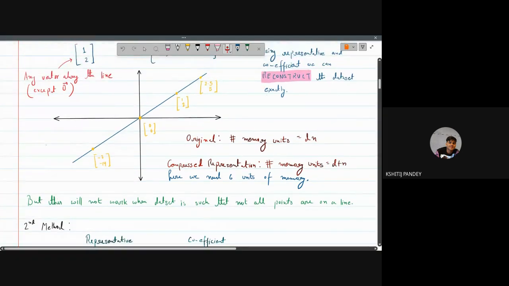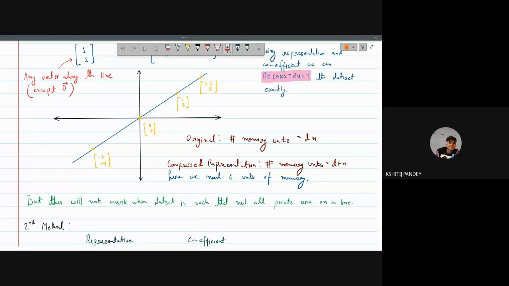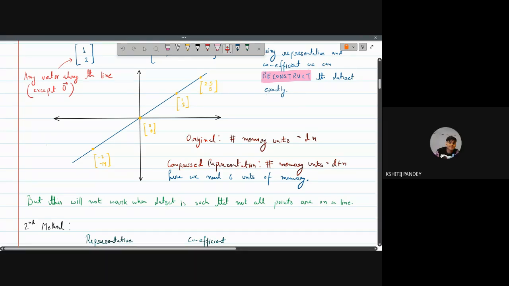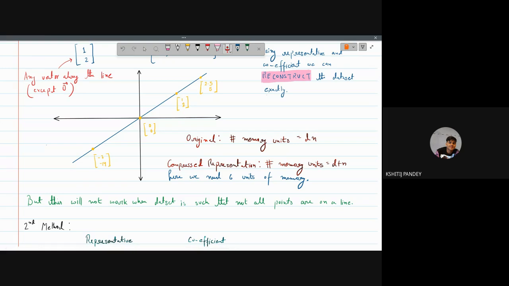So is this clear? Okay. So what's the problem with this method? The problem is that the real world data is not this simple. In almost all the cases, the data will not be this simple. It will not be in a straight line. So what can we do now?